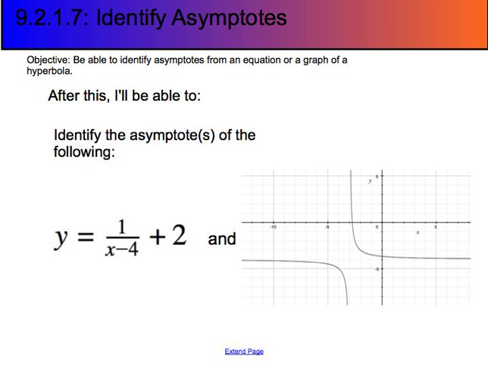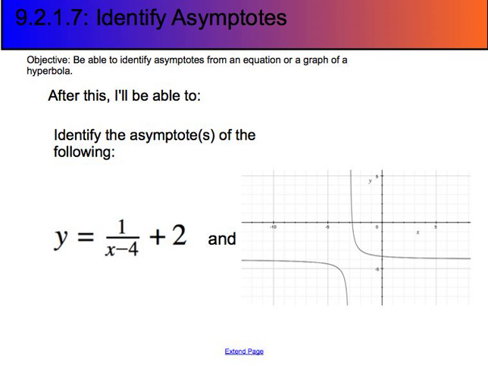This video is how to identify asymptotes from an equation or from a graph of a hyperbola. Hyperbolas are, I think, one of the most difficult parents that we look at. They have two asymptotes to them. They kind of go crazy in a couple ways.